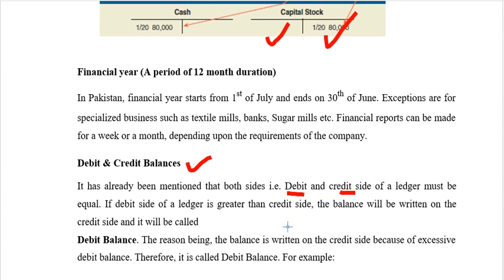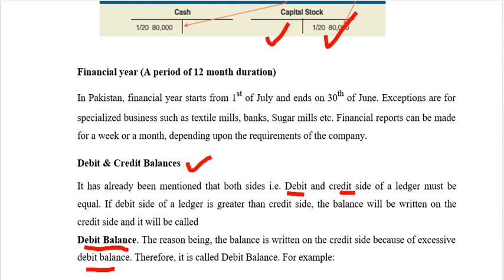If the credit side is greater, then we will write it on the credit side. It will be called a credit, but in accounting we will call it a debit balance. We will write it as a debit balance, but it will be written in credit form. The reason is that the balance is written on the credit side because of the excessive debit balance. Therefore it is called the debit balance.